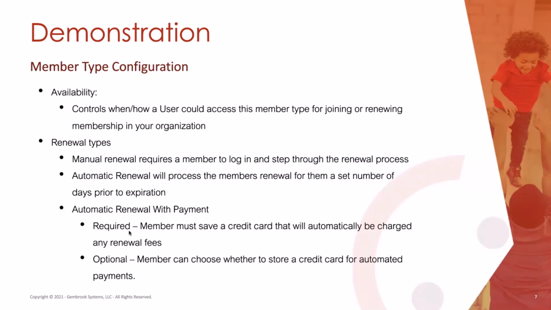So we have two different options when you are setting up automatic renewals with payments. You have a required option, and now we've added an optional tool. What that means is that when someone chooses a membership type with automatic renewals, they have the choice of whether or not they want to include payment as a part of that.